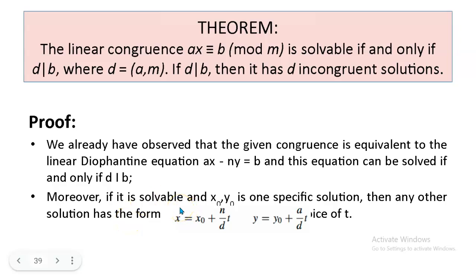So the proof. A congruence is equivalent to a linear Diophantine equation ax minus ny equal to b. This can be solved only if d divides b. So any linear Diophantine equation of the form ax minus ny equals b can be solved only if d, that is the GCD of a and n, divides b. And if it is solvable, we get a solution x naught, y naught, then we can find the other solutions that are of the form x is equal to x0 plus n by d times t, y equal to y0 plus a by d times t.